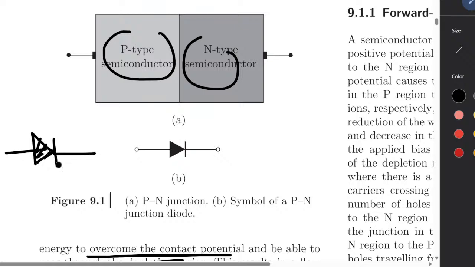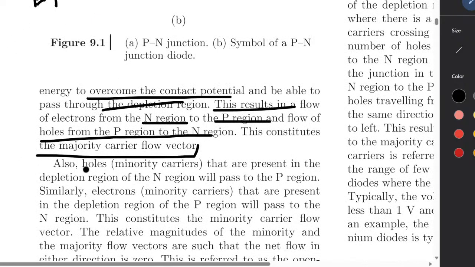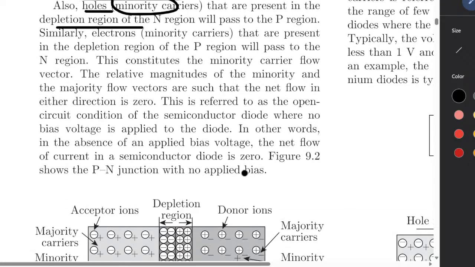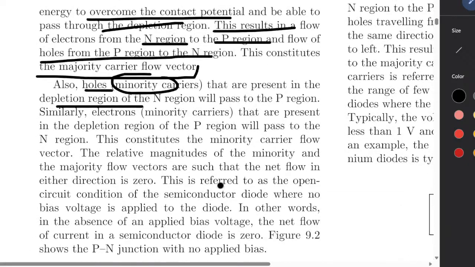Although minority carriers are also present in the depletion region, the electrons pass from the N region to the P region. This constitutes a minority carrier flow vector, and the relative magnitudes of the minority and majority flow vectors are such that the net flow in either direction is zero.